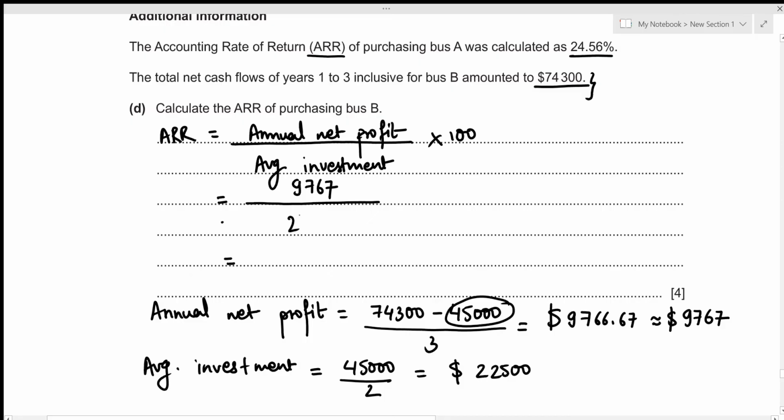All right. Times 100. So the ARR for purchasing bus B is just going to be 9,767 divided by 22,500 times 100%. So this is percent, right? This gives our ARR to be 43.41%.